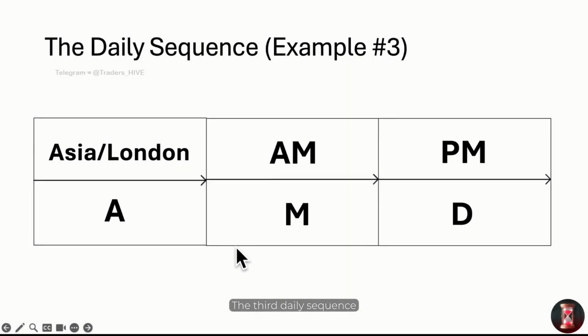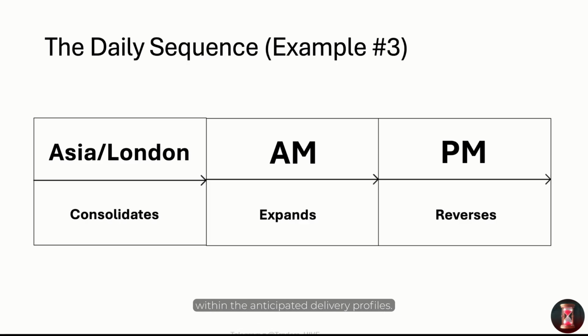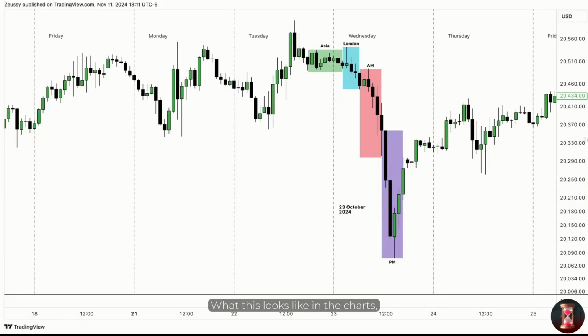The third daily sequence which we will take a look at is the following. Here we can see that the Asia and or London session accumulated. The AM session then manipulated and the PM session then distributed. What I want you to see is that we're constantly referring to AMD fractals within the anticipated delivery profiles. What this would look like if we would rephrase this, it would look like the following. Where we can see that Asia and or London consolidates, AM expands, and PM reverses against the direction of the AM session. What this looks like in the charts looks like the following.